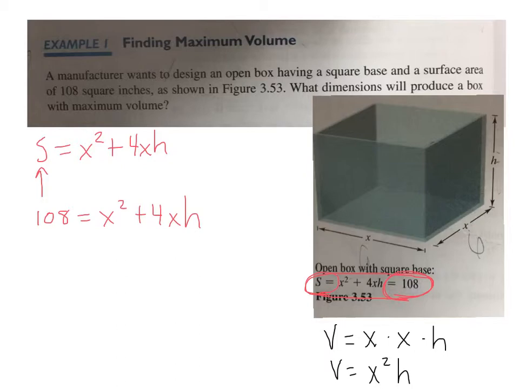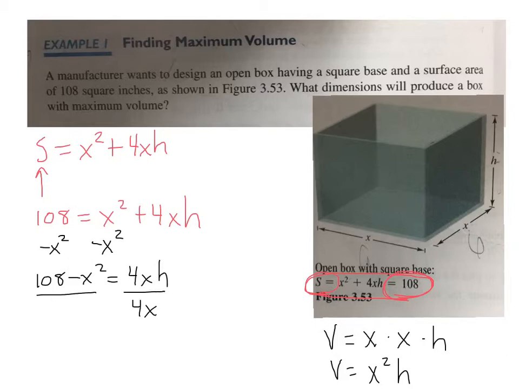So the first step in solving for h would be to subtract x squared on both sides. And so I'd have 108 minus x squared equals 4xh. And then I'll divide 4x on both sides. And so I have h equals 108 minus x squared all over 4x.